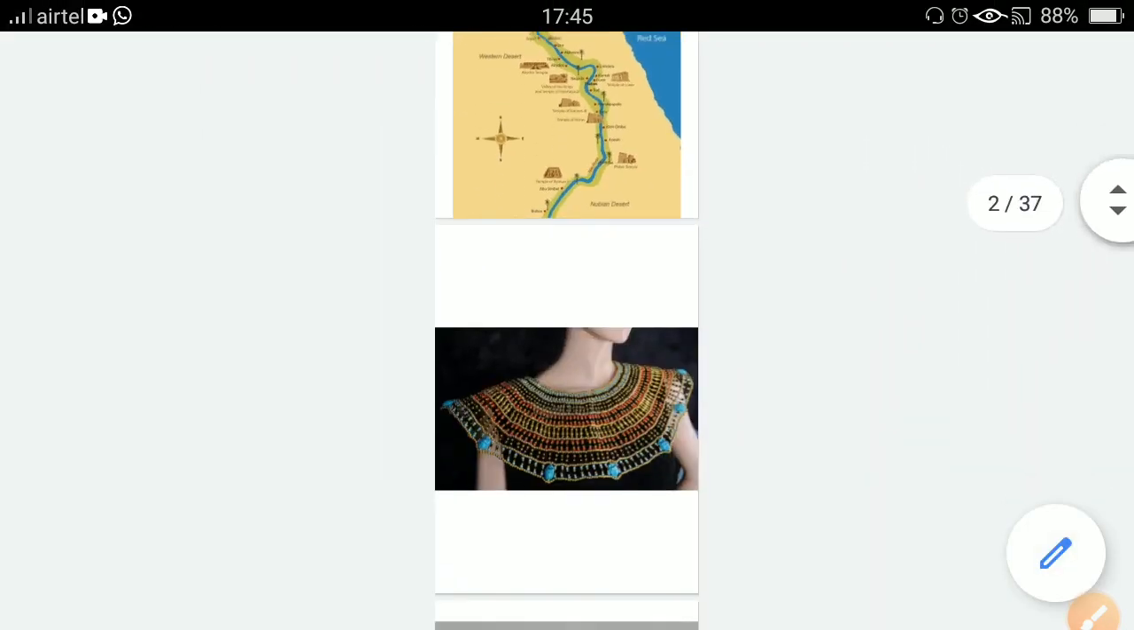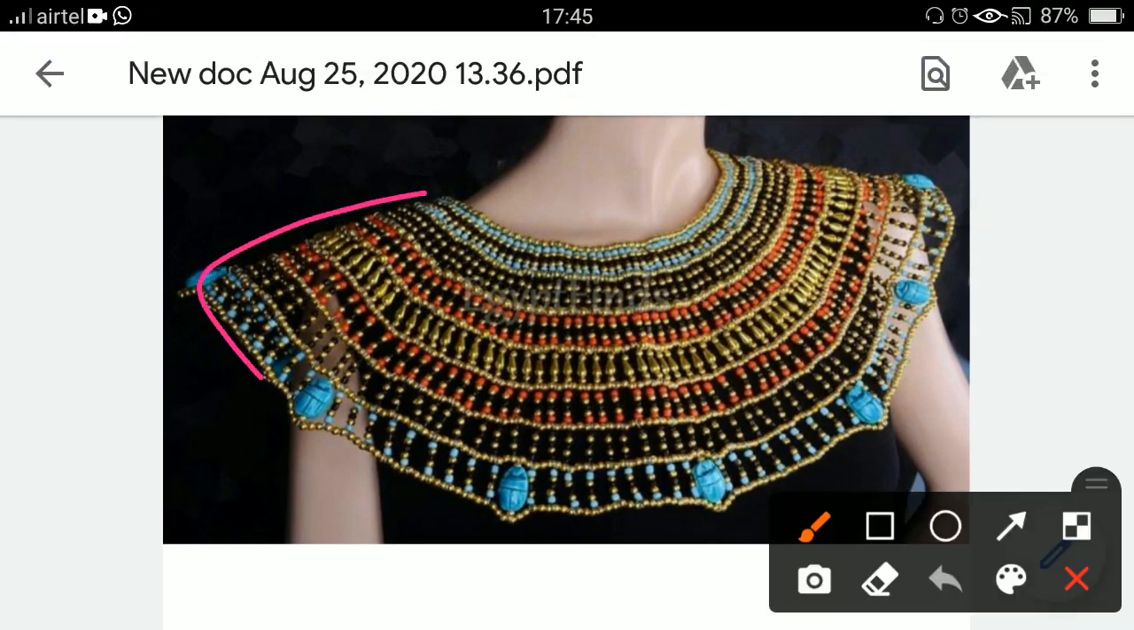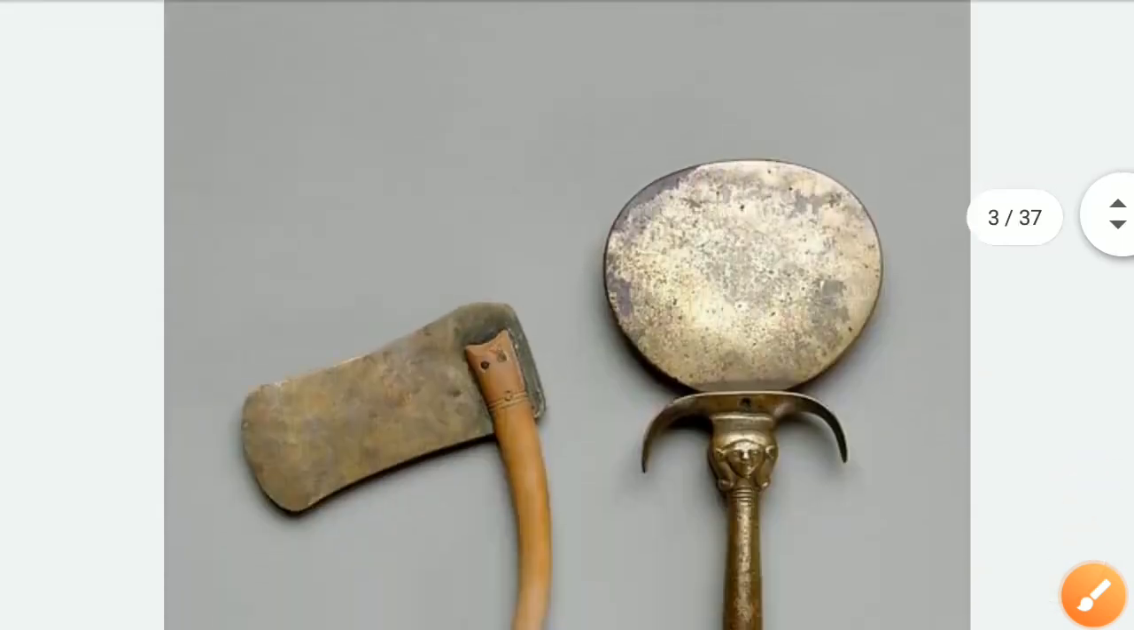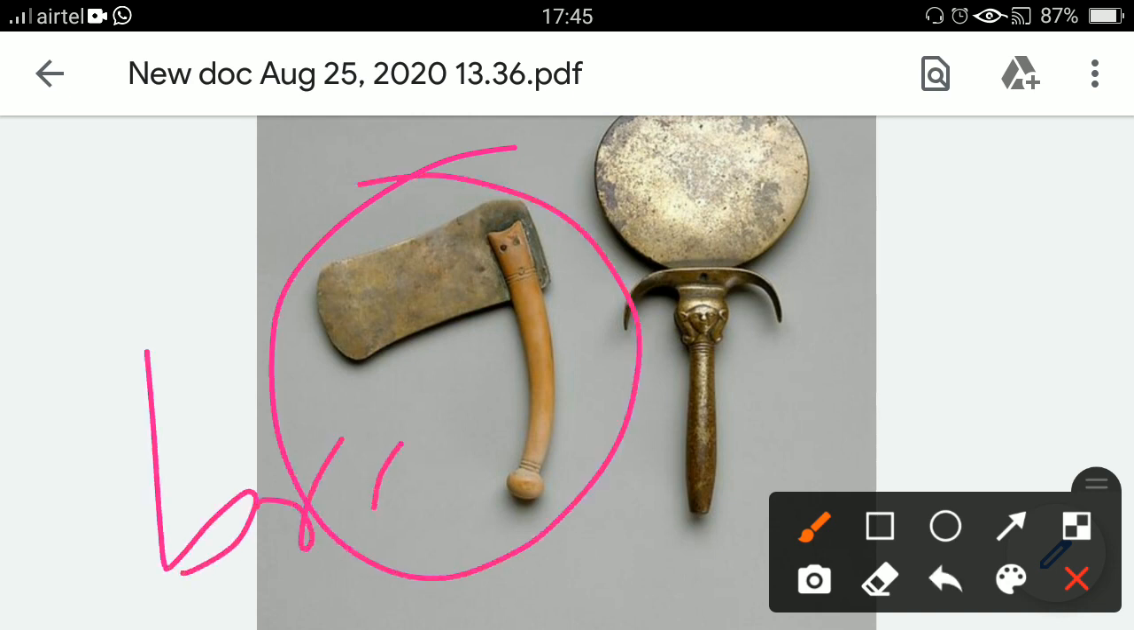So let's come to the next image. This is the image of collar, C-O-L-L-A-R. The ancient Egyptians, mostly the royal people, used to wear these kinds of collars, which were decorative and very fascinating as well. So this is also mentioned in this chapter. This is bronze razor.